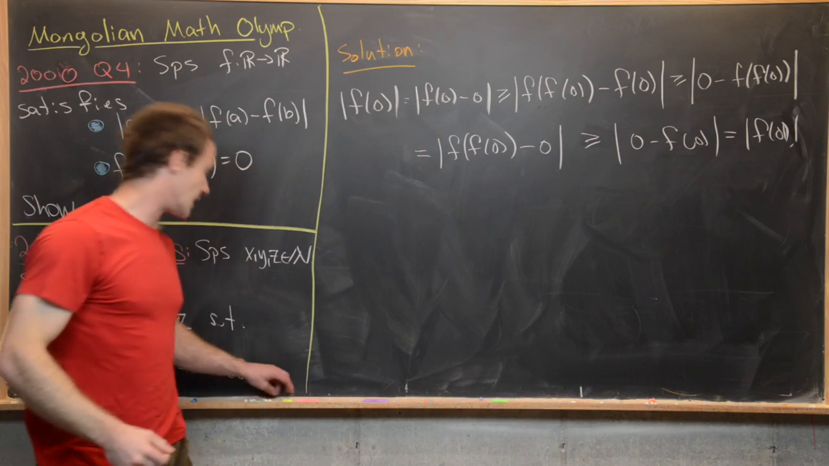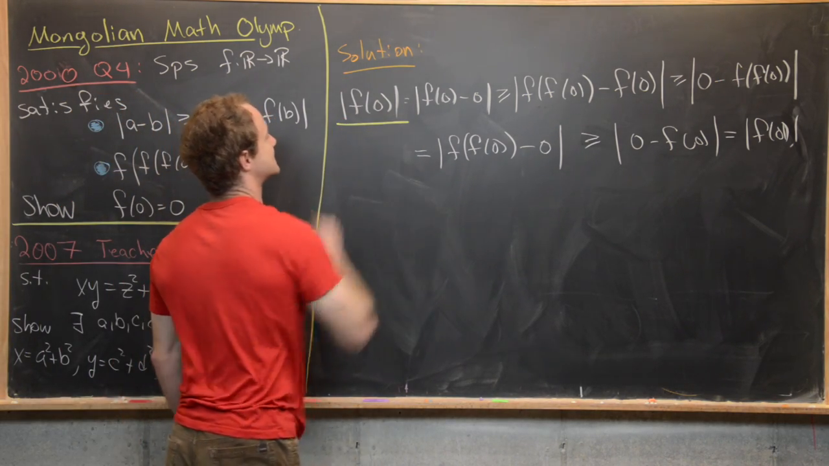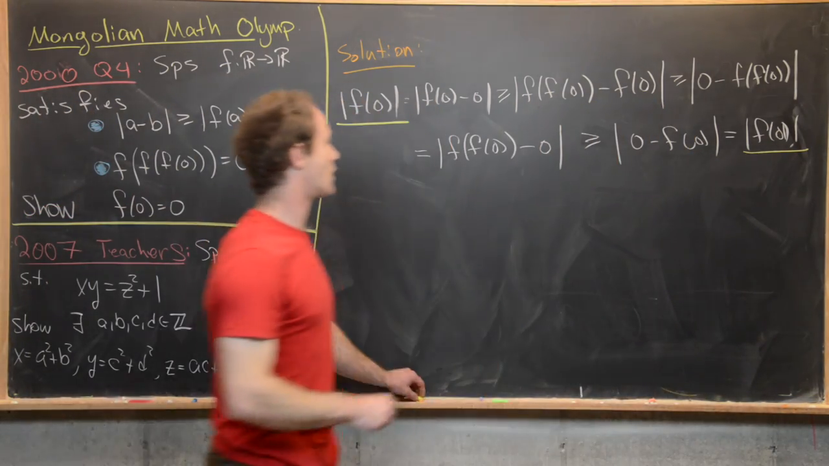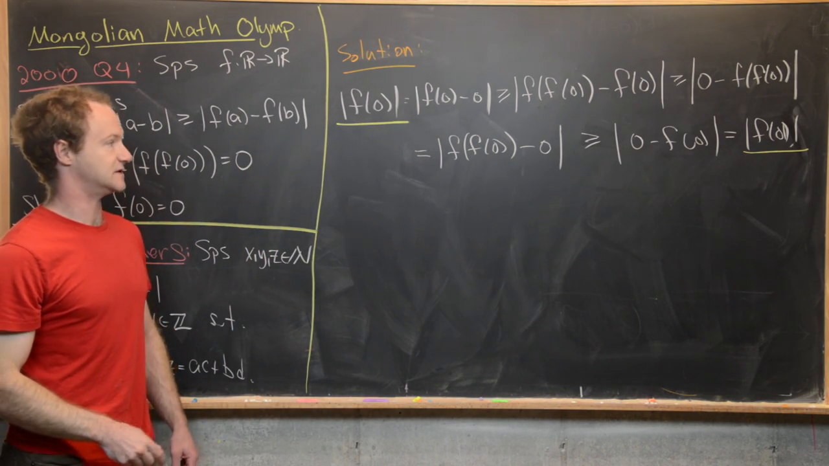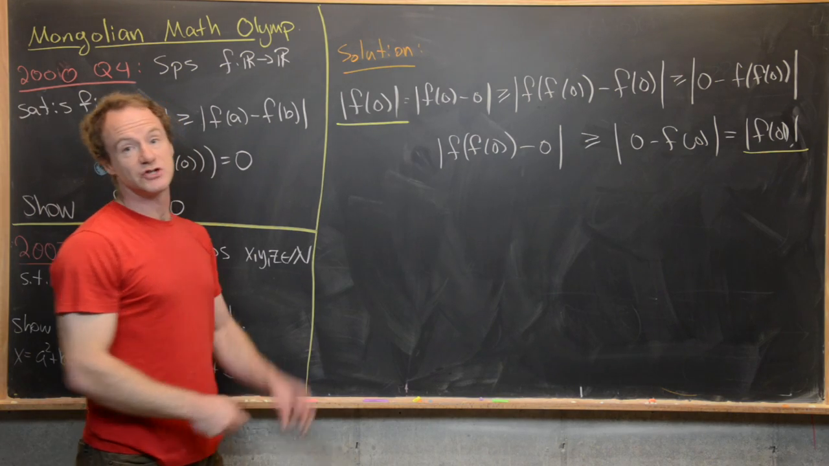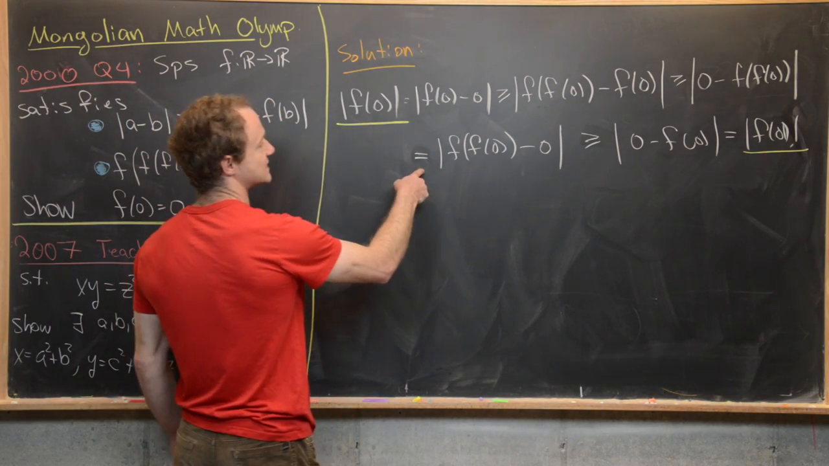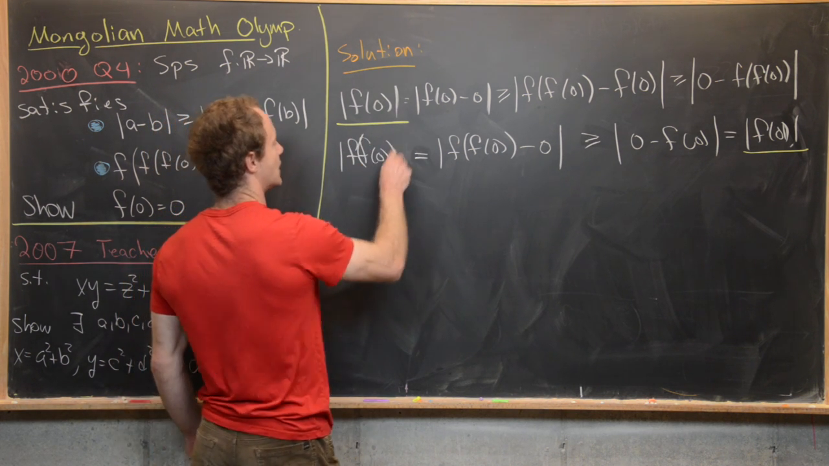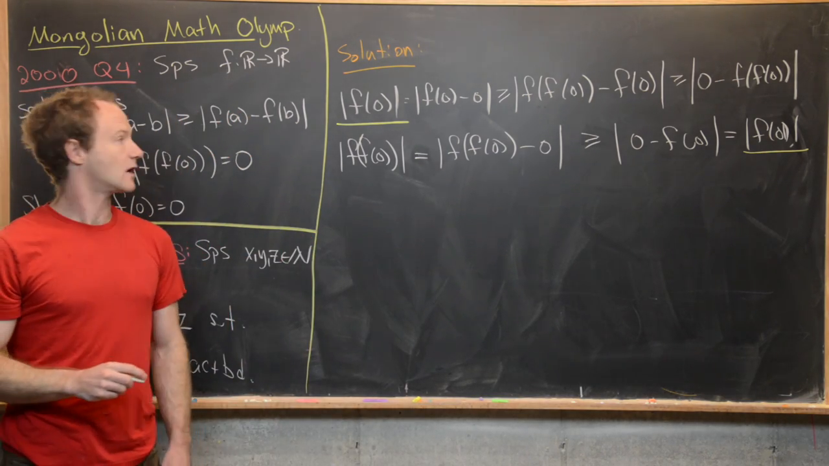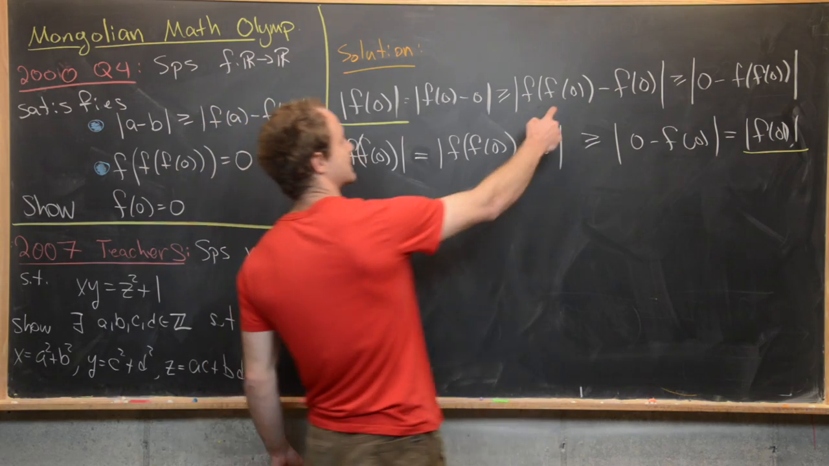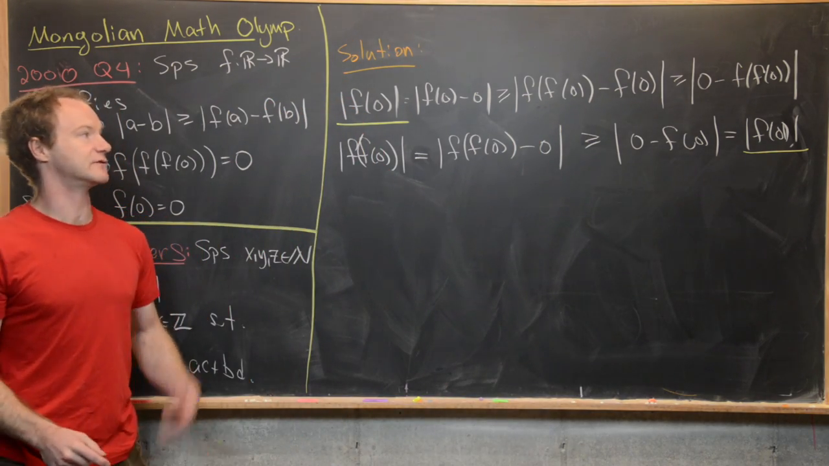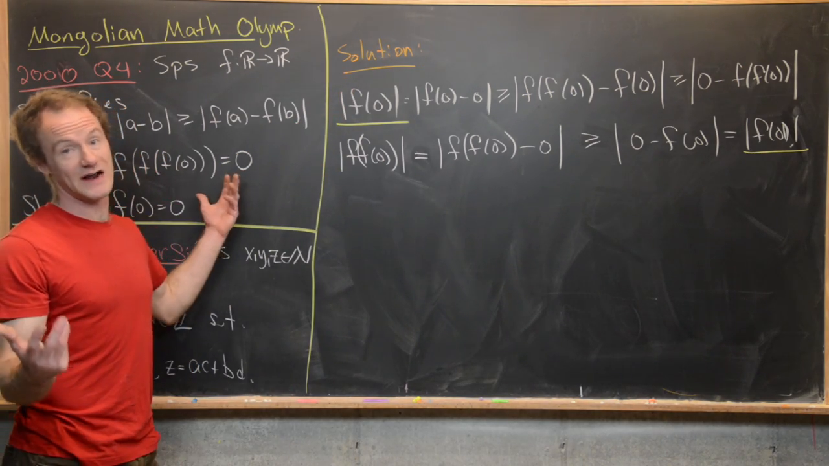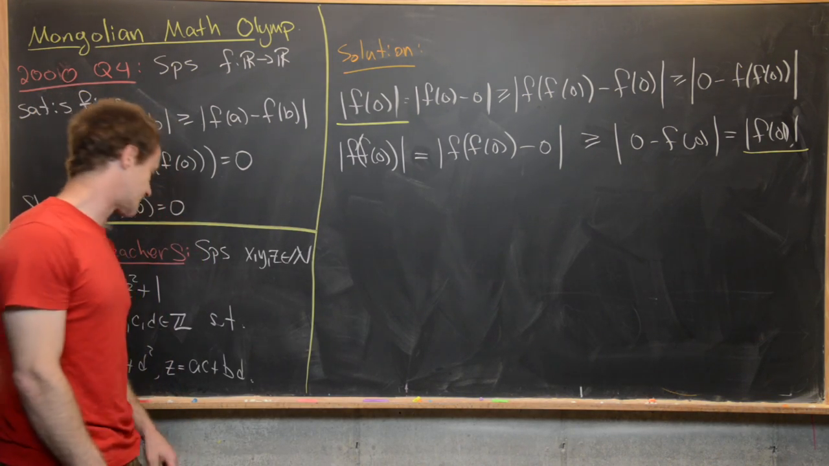So let's see what we've got going on. The extreme left-hand side of this inequality is the absolute value of f of zero. The extreme right-hand side of this inequality is also the absolute value of f of zero. And then in the middle, we have two interesting things. The first interesting thing, which I'll rewrite here without the minus zero, is f composed with itself evaluated at zero. And the second interesting thing is this f of zero minus f of zero. Now since the extreme left and right-hand sides of this inequality are in fact equal to each other, that means everything in the middle is also equal.